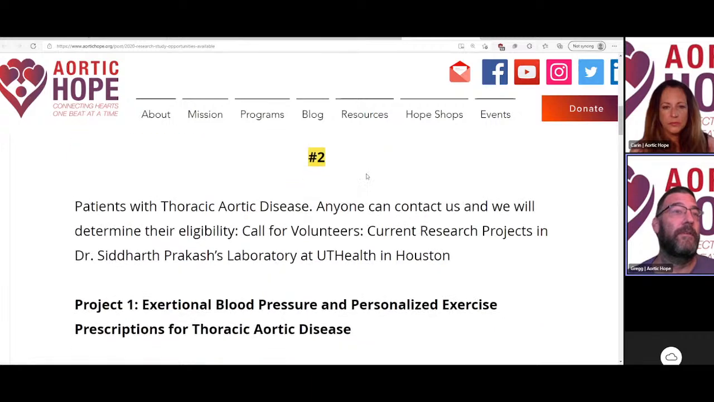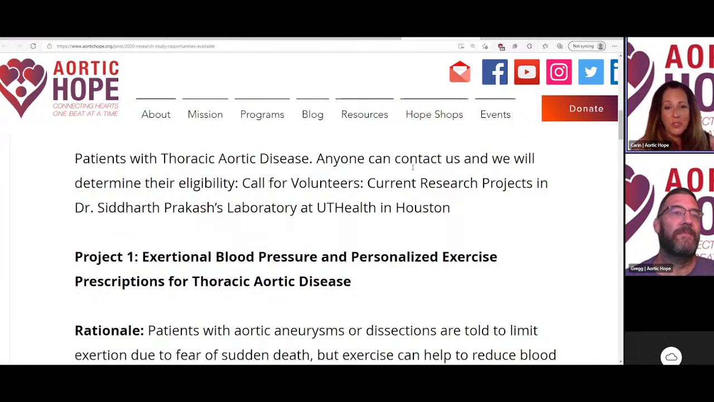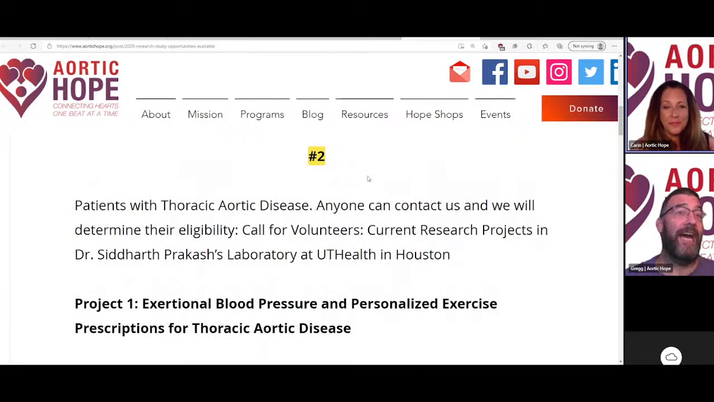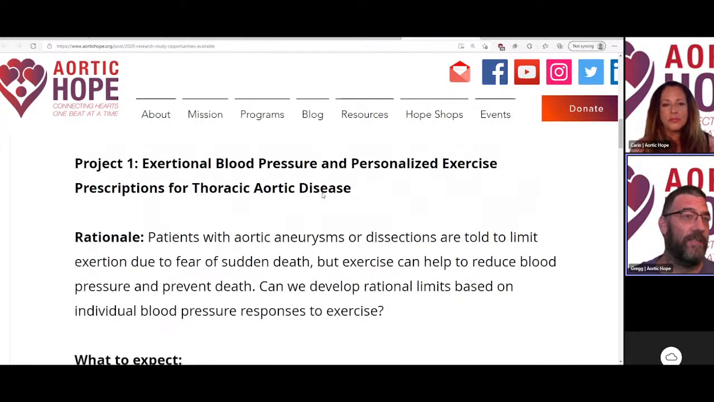Next up. It's a lot of information on this one. Dr. Prakash has some seriously interesting research studies going on, a lot of them too. The first one is out of UT Health in Houston, in Dr. Prakash's laboratory: exertional blood pressure and personalized exercise prescriptions for thoracic aortic disease.